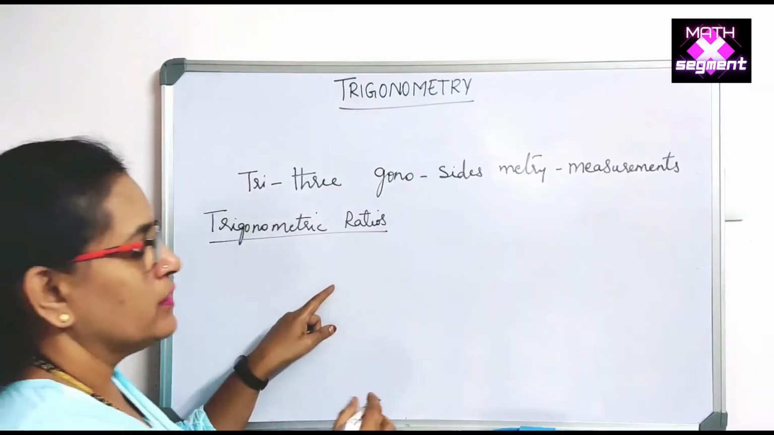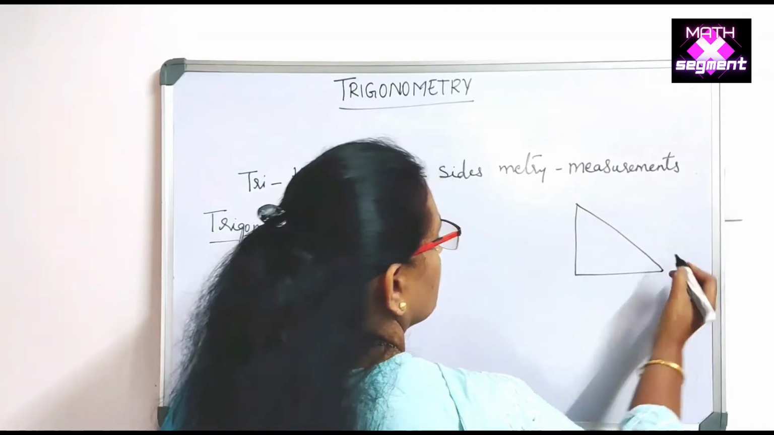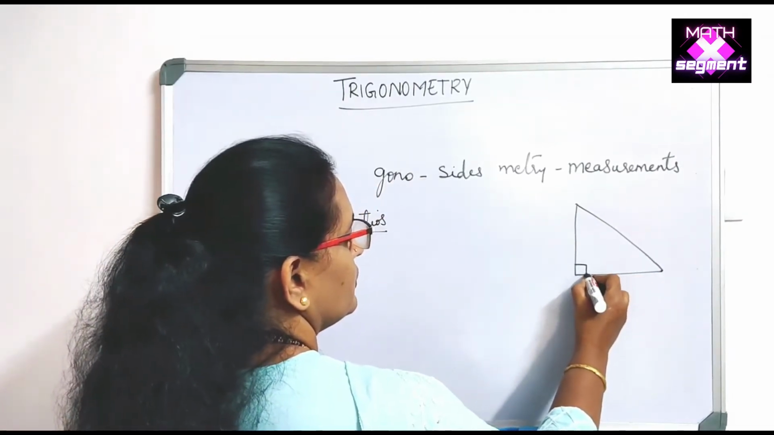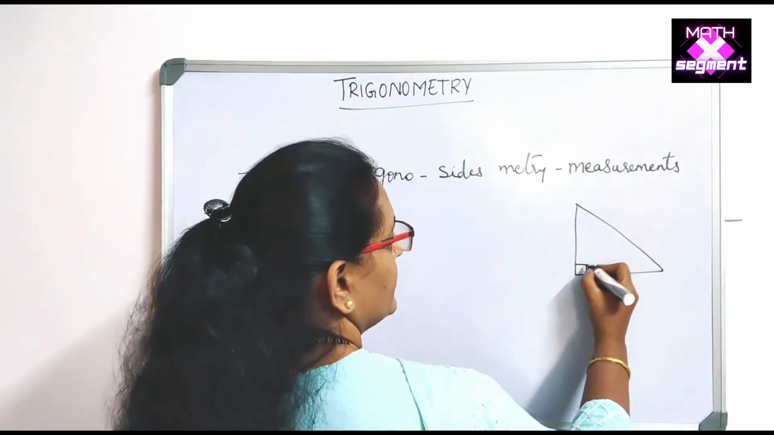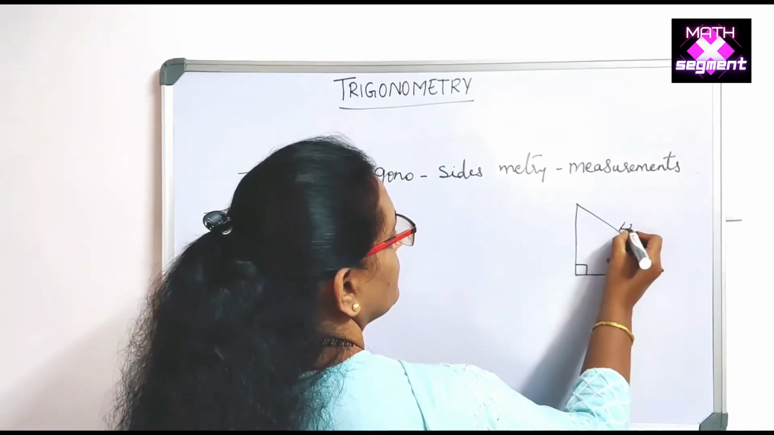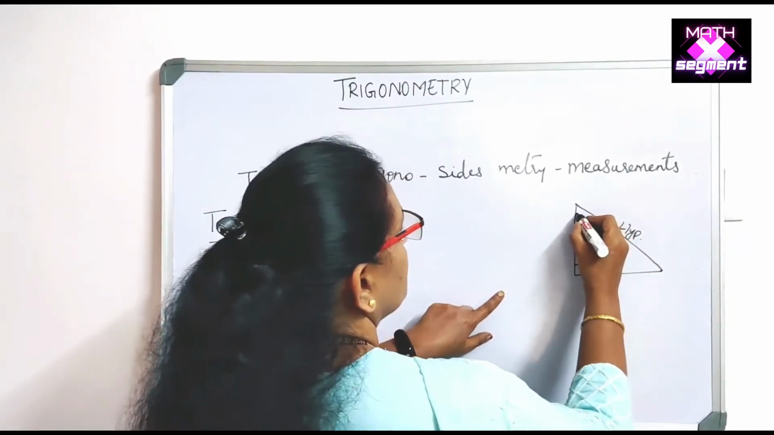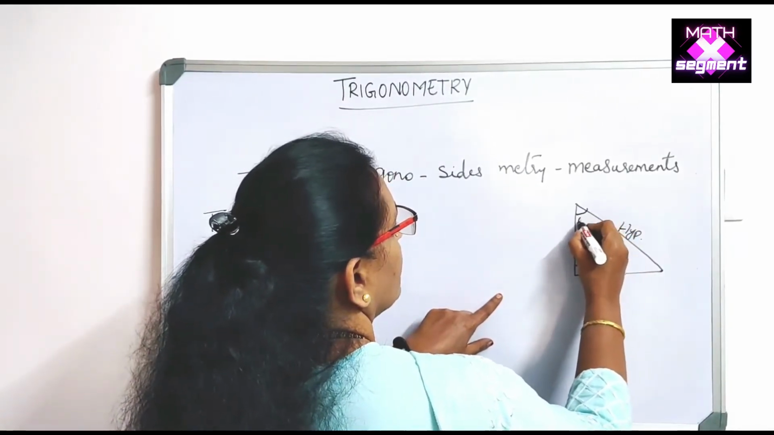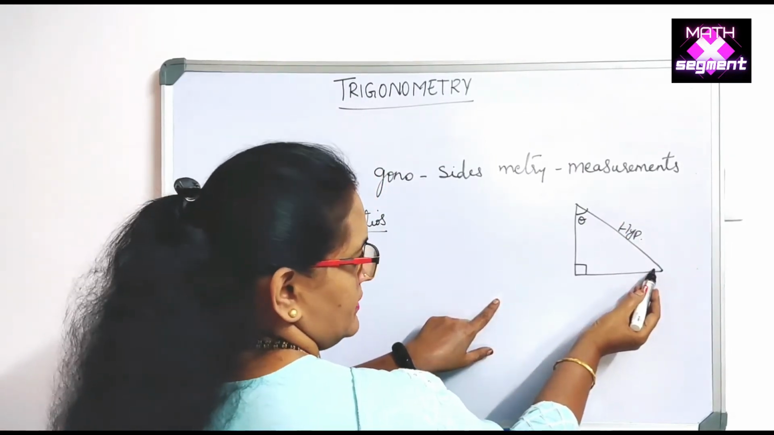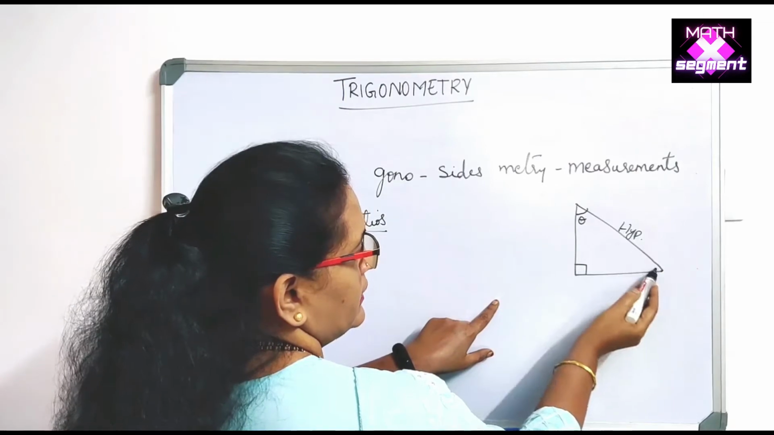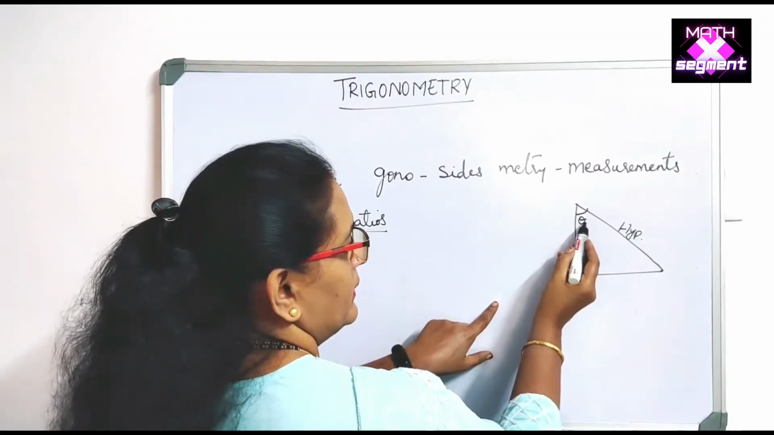To know trigonometric ratios, let us understand a right angle triangle. In a right angle triangle, we all know it is 90 degrees, and opposite to the right angle is the hypotenuse. And we have to assume one angle that is called theta. You can take either this side or this side, any angle you can take. Today I'll take this angle as my theta.